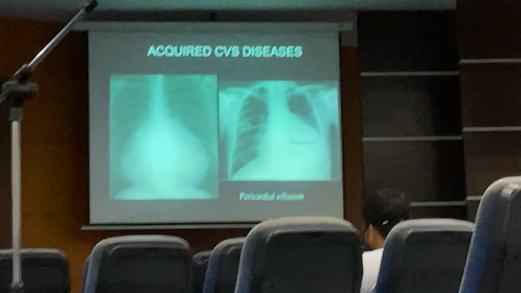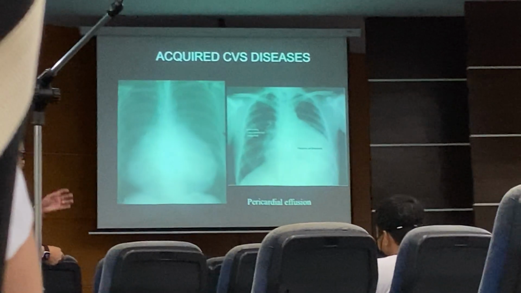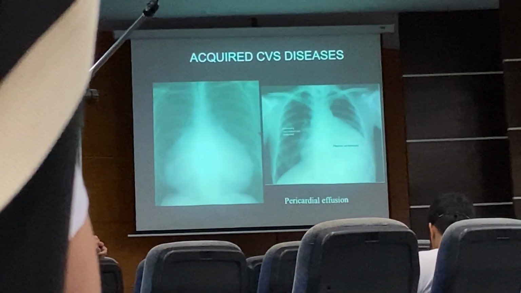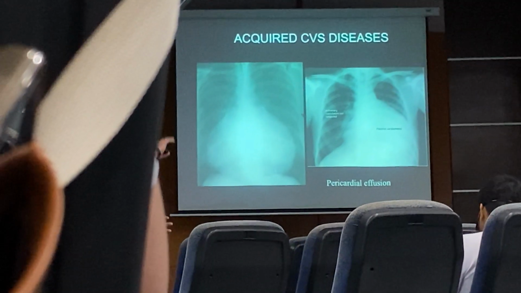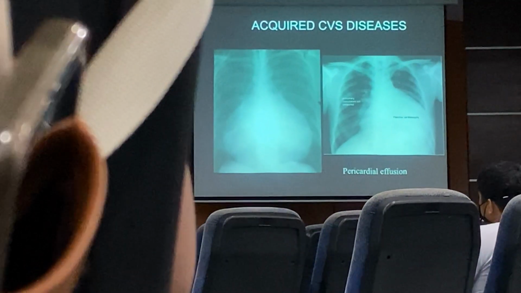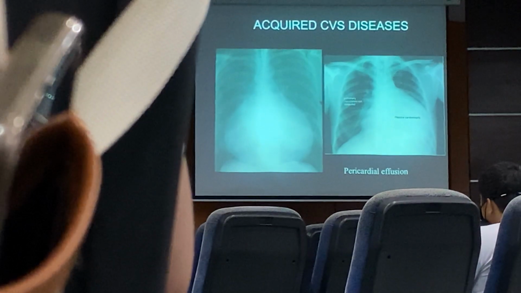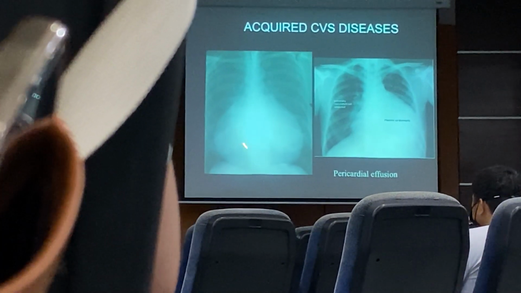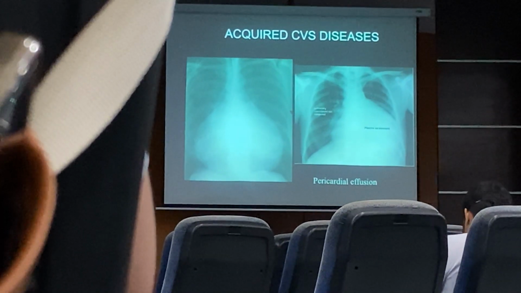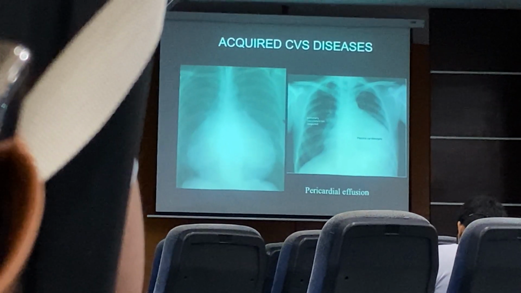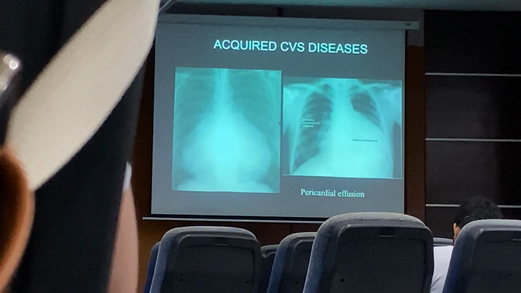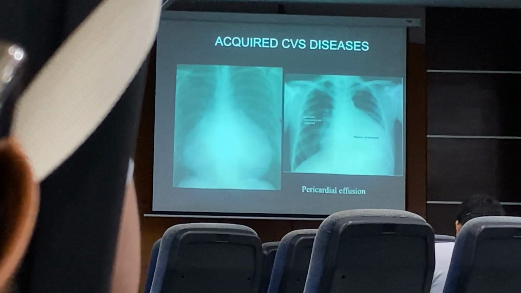So here, a flask appearance: you already saw true cardiomegaly, right? When you have left ventricular enlargement or left atrial enlargement, you have this pattern in your heart. But in pericardial effusion, you have a flask-shaped appearance. So if you see this, to confirm your diagnosis, you request a 2D echo or ultrasound to see whether you have pericardial effusion.